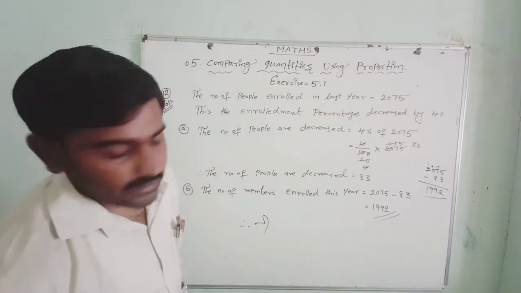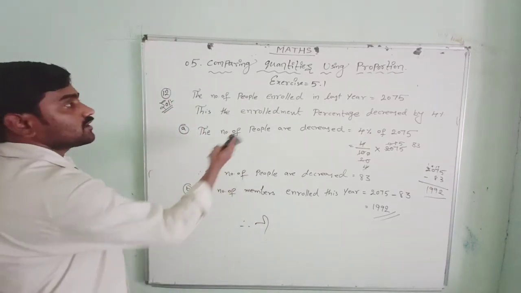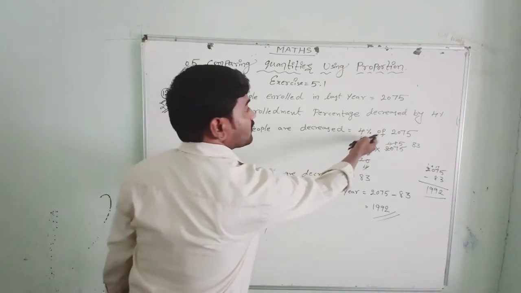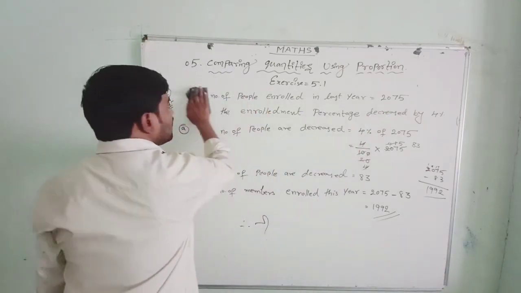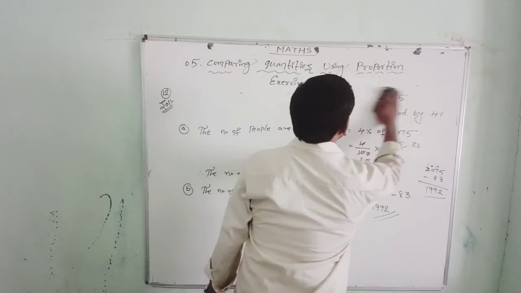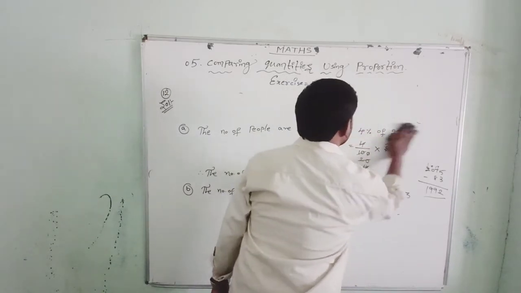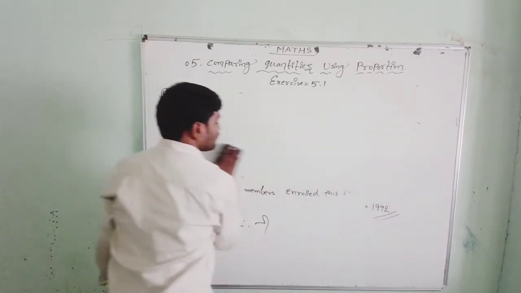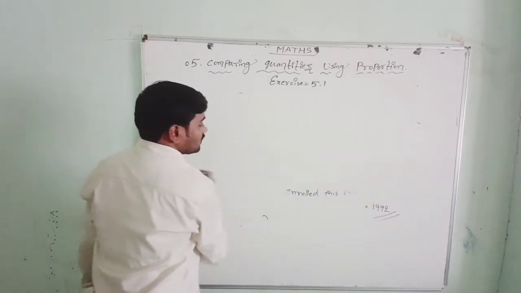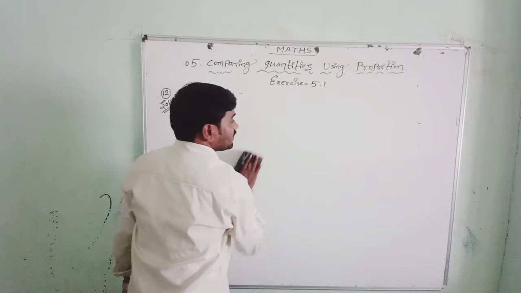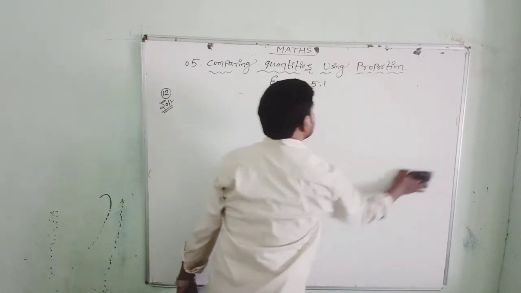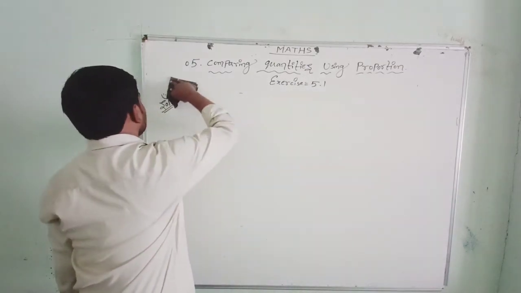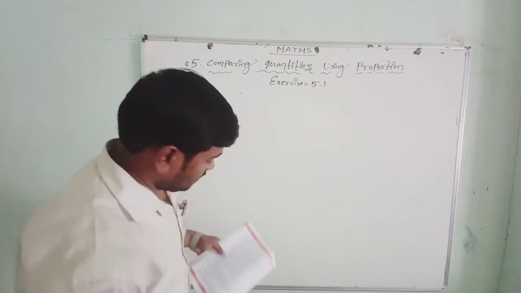You get the answer. So I hope you understood. How much percentage decrease? 4%. 4% of this 2075 is 83. That means 83 people. 83 people less. So what is the total? 2075. From that you subtract 83, then you get 1992. That is this year.